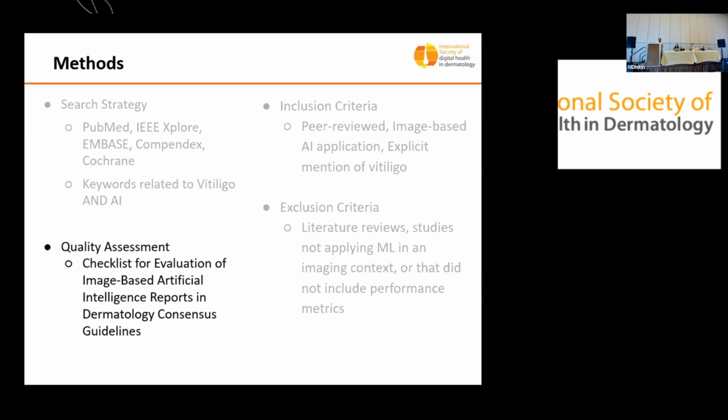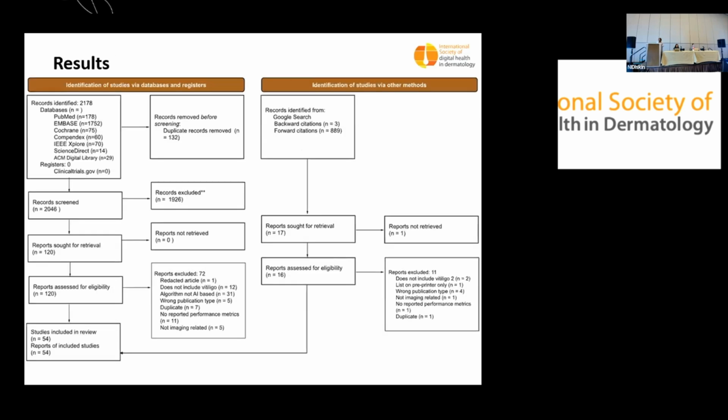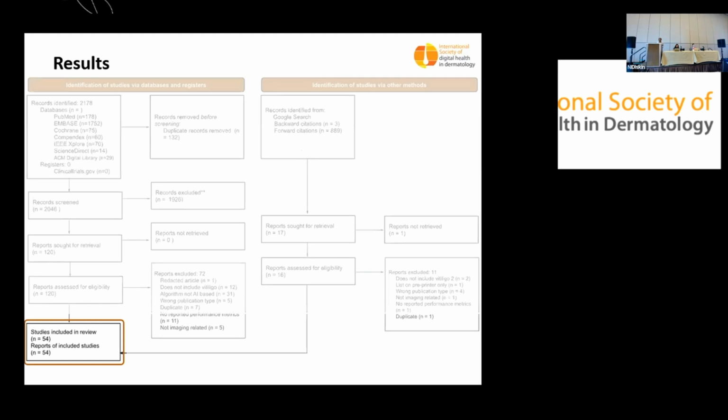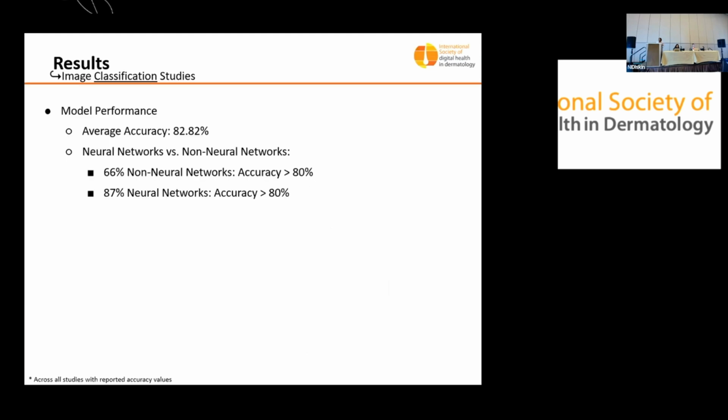And then for our quality assessment, we used the CLEAR Derm guidelines, which is a 25-point guideline with overarching 4 categories that we use to check the quality of the studies. Overall, here are our results. We were able to include 54 studies in the paper, and 14 of these focused on image-based segmentation, and 41 of these focused on image-based classification, regression, detection.